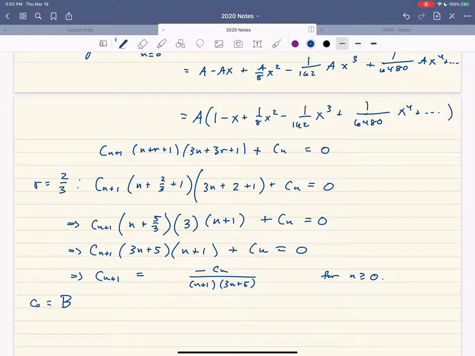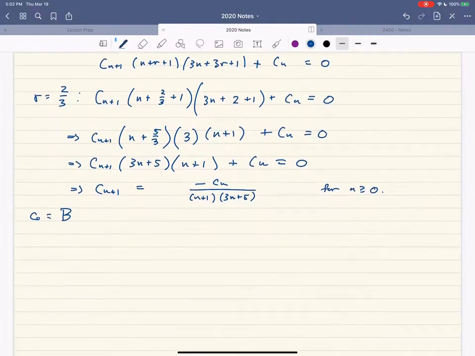So remember that this was for r equals 2/3, and c naught was b. So let's first figure out what exactly our constants c1, c2, c3, and so on are going to be. I'm just going to find up to c3 here because these numbers grow quite big very fast. The denominators grow very big, very fast.